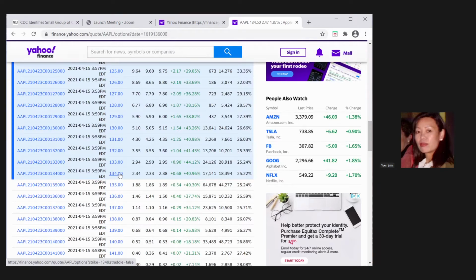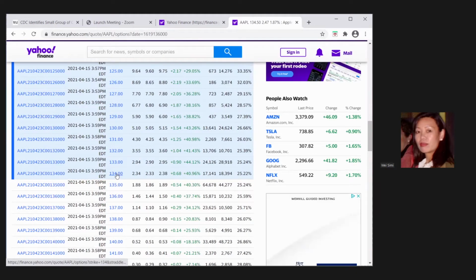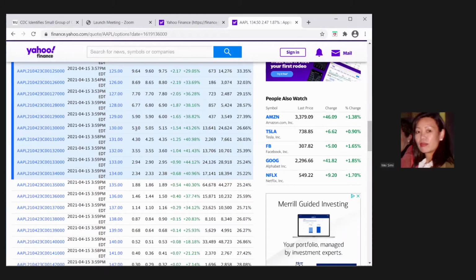Today, if you buy at this strike, you pay $2.34. This costs you. This is the option price, okay? And this is the strike you choose. Imagine you choose 130. It's already in the money right now, trading at 134 something, but if you choose a 130 strike, it means you have the right to buy at 130. But at this point, you have to pay this price.